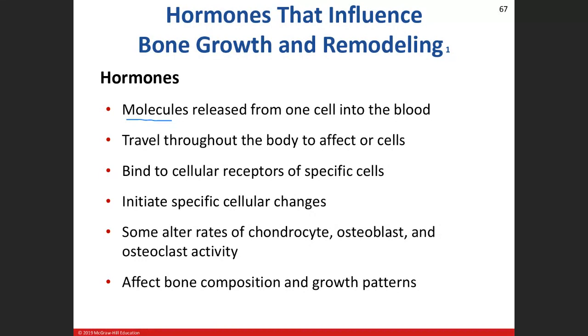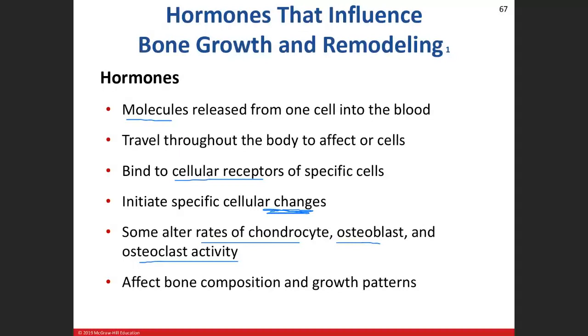But that's what happens. It'll travel throughout the body by the bloodstream, then it'll bind onto what we call cellular receptors. And then it will trigger these cells to enact specific changes, okay? Some of those changes will affect the rate of chondrocyte, osteoblast, and osteoclast activity, okay? So if we affect those, then we are going to affect the bone composition, the bone matrix makeup, and also growth patterns.